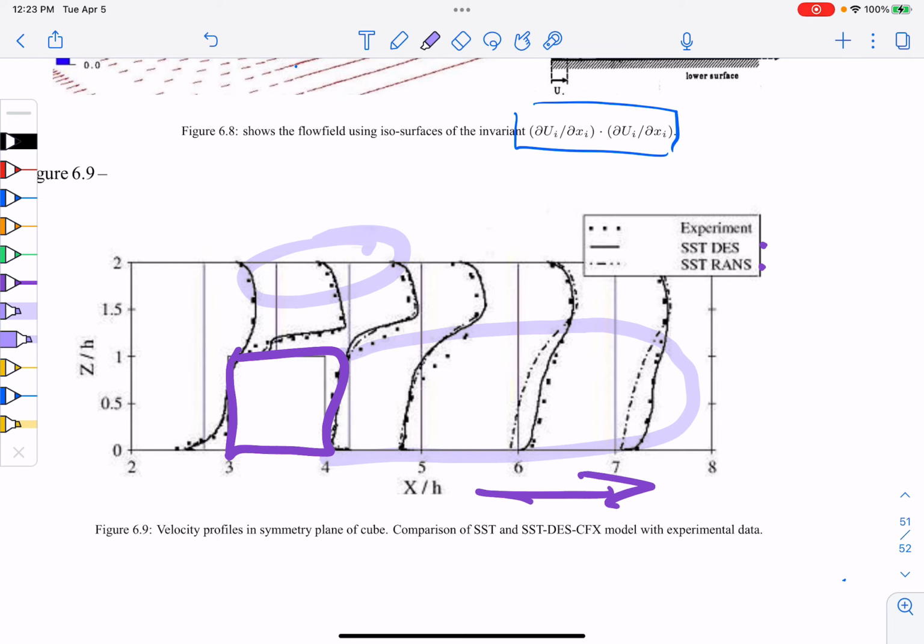And then you look in the wake, and hopefully the wake's different, or I've done this huge expensive computation for nothing, right? And you can see the RANS results are, say, here in the wake at 6. Well, this is 2 cube lengths downstream here. And then the experiment and the DES are much better aligned. In fact, the further I go downstream, I actually have better results, which is curious in itself.